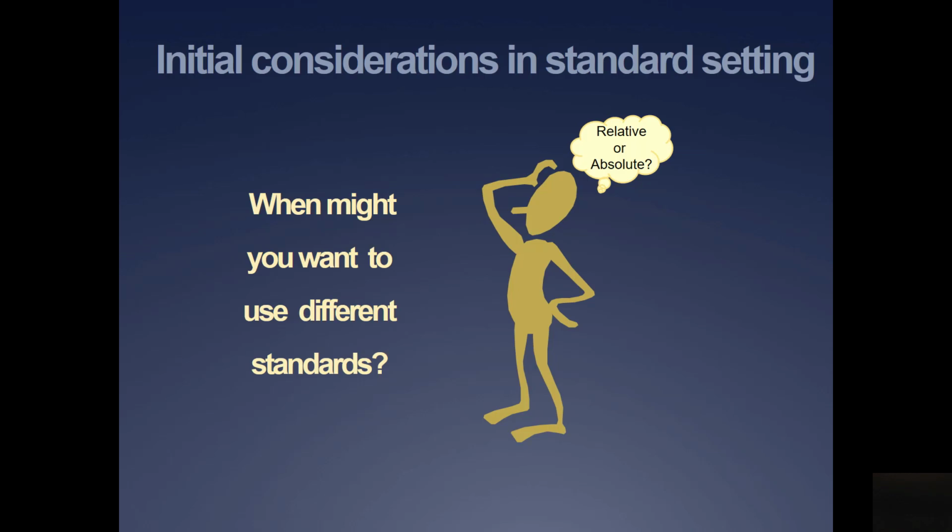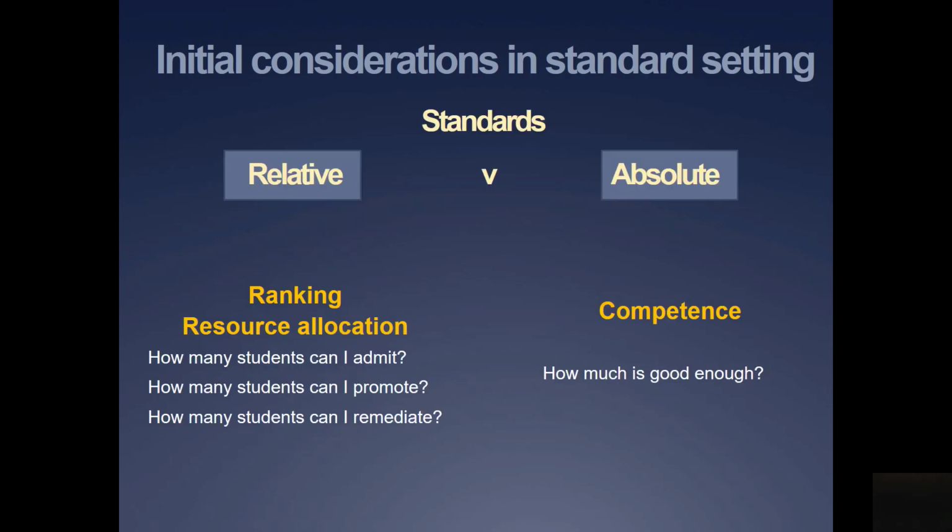Is it relative or absolute? Well, we can make that pretty easy. Relative is when you're trying to make decisions about how many students can I admit, how many students can I promote, how many students can I remediate. That is a relative ranking of sorts, and so that's something to think about. Now, when we talk about our own medical students and we're talking about competence, here we are talking about performance assessment, because that is our target. We want to know how much is good enough.